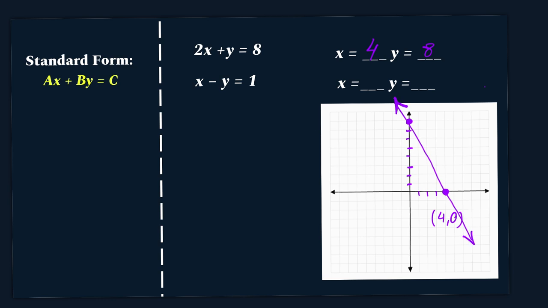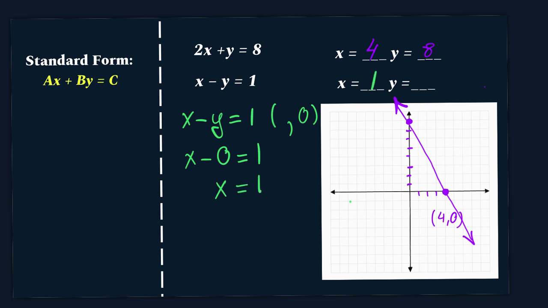Let's find the x-intercept and y-intercept for the second equation. So our second equation, x minus y equals 1. So we're going to set y as 0 and find x. So x minus 0 equals 1. So x minus 0 is x. So x will equal 1.